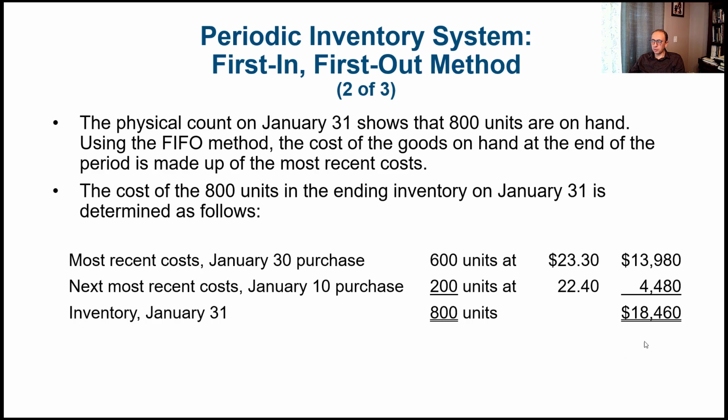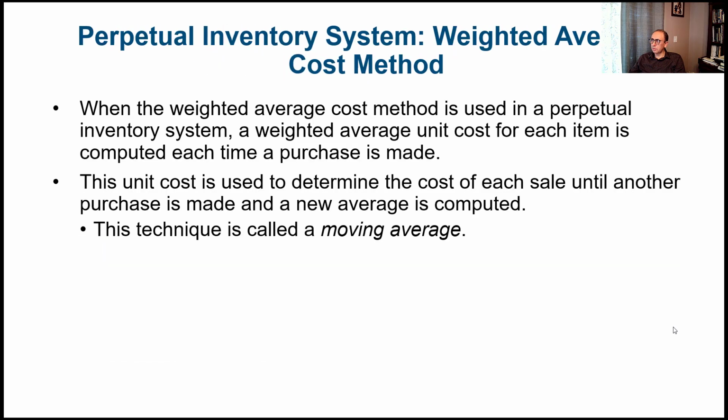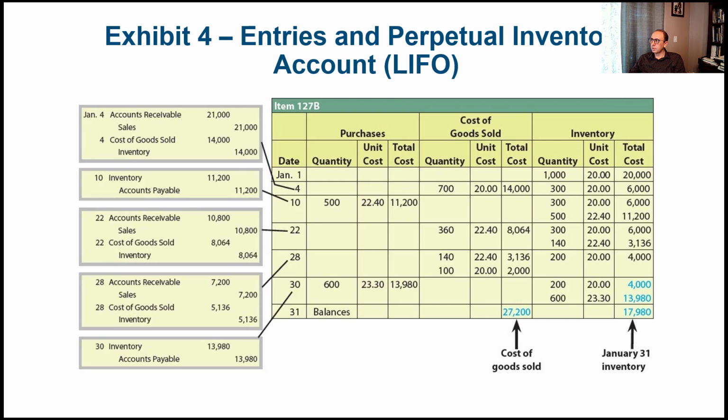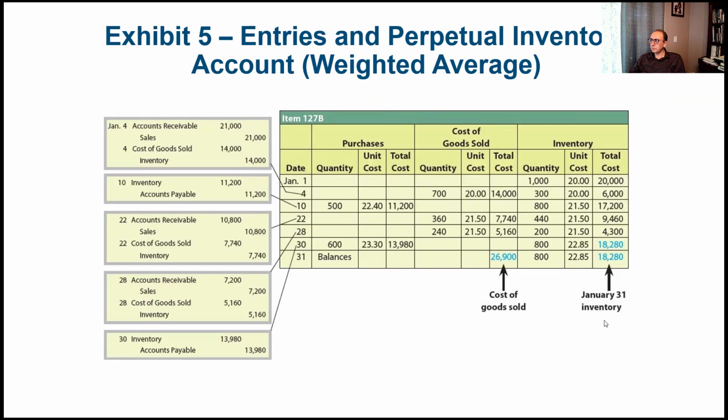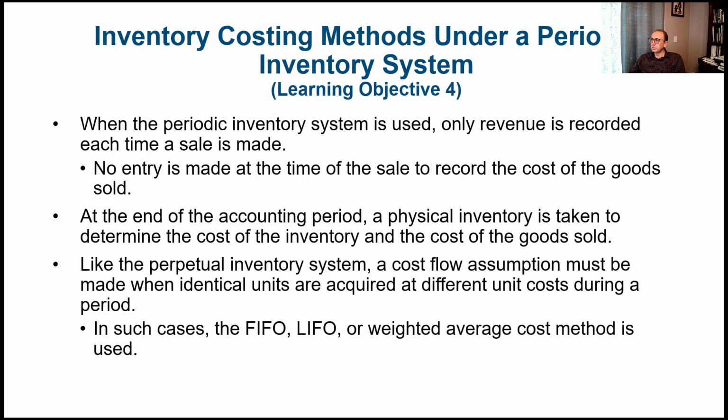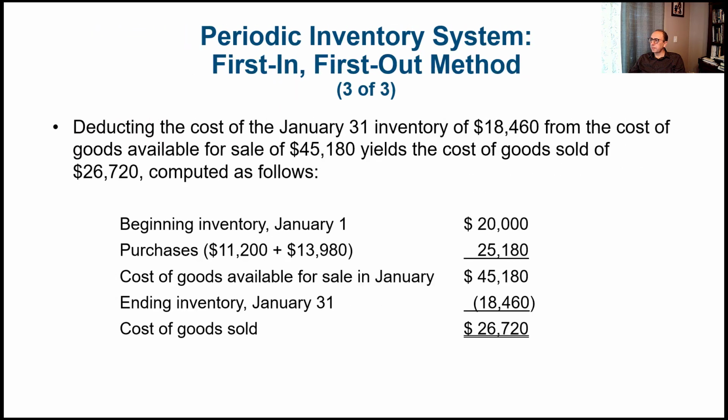And by the way, this value, let me go back here to the FIFO method, would be exactly the same under the perpetual system. Okay? So deducting the ending inventory, 18,460, from the cost of goods available for sale, which is the 45,180, would give us the cost of goods sold.